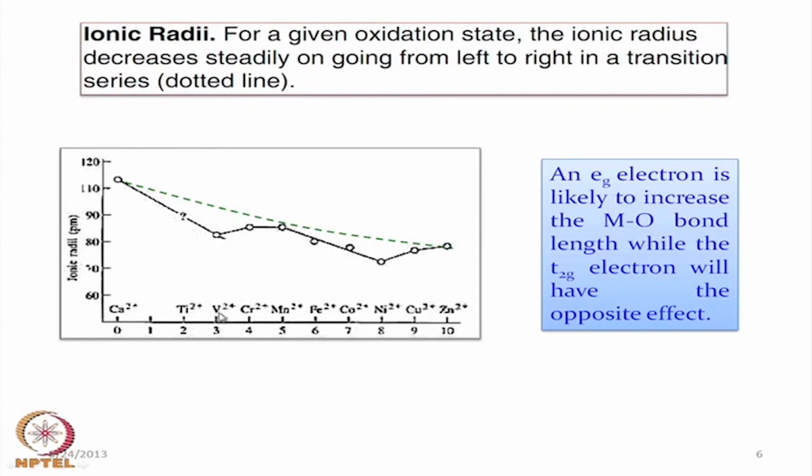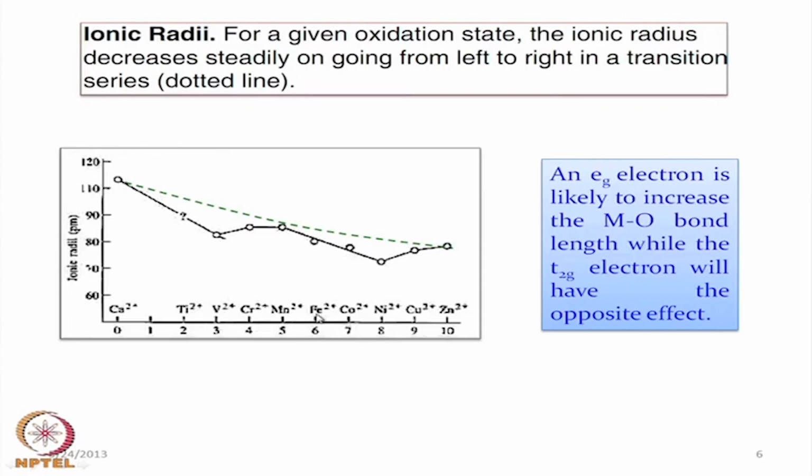2 plus. But when we move from vanadium 2 plus to chromium 2 plus, we put one extra electron in the EG level in the high spin configuration, and in that configuration the EG electron goes to chromium 2 plus for the D4 electronic configuration, and that will increase the corresponding MO bond length, and this particular change will also contribute towards the corresponding increase in the ionic radius of chromium 2 plus.